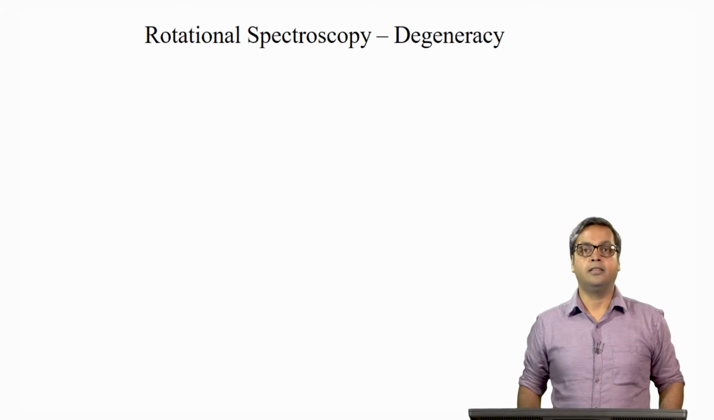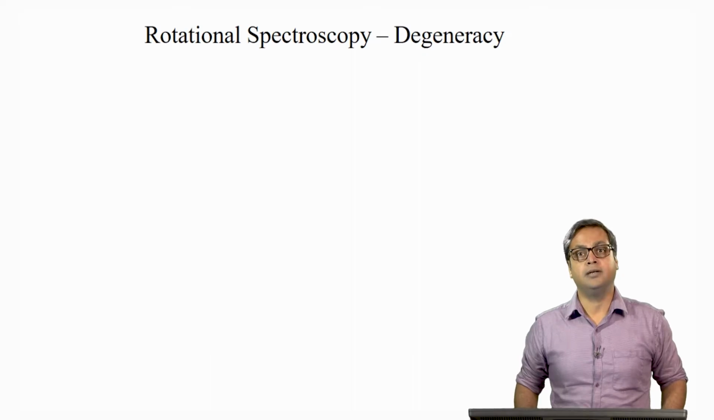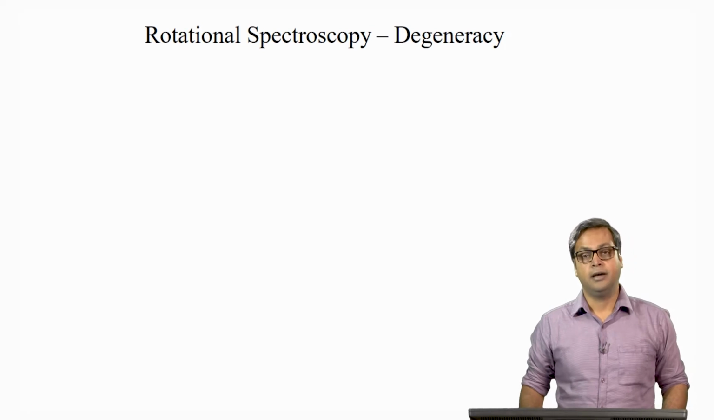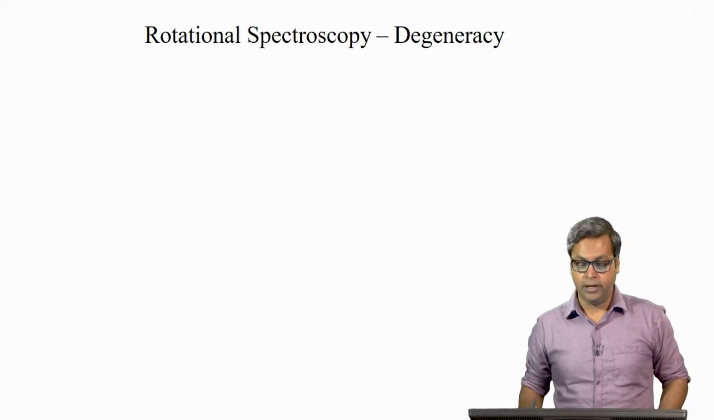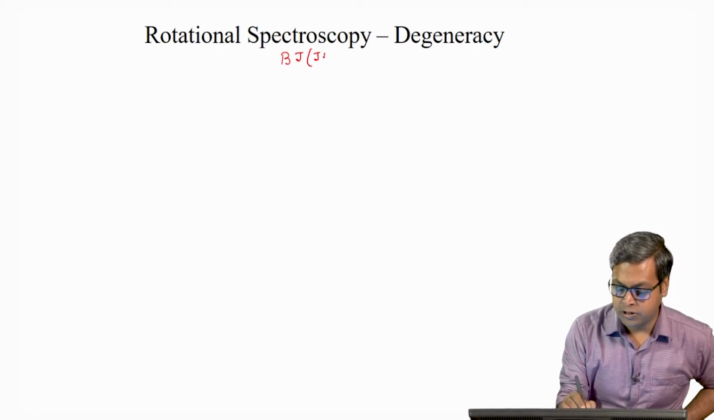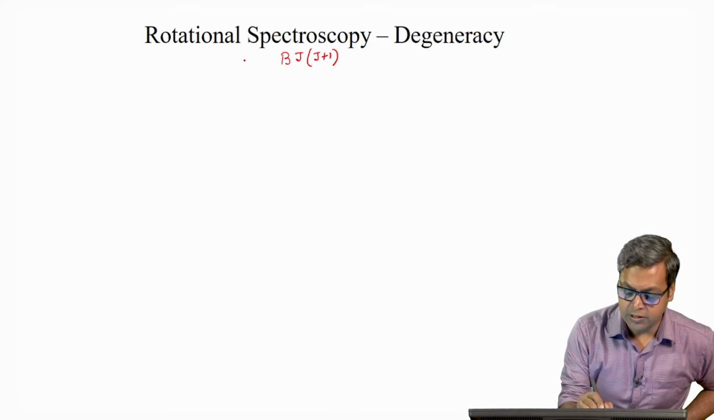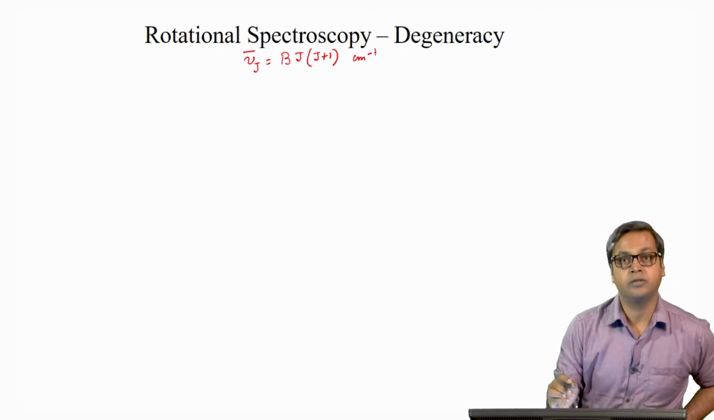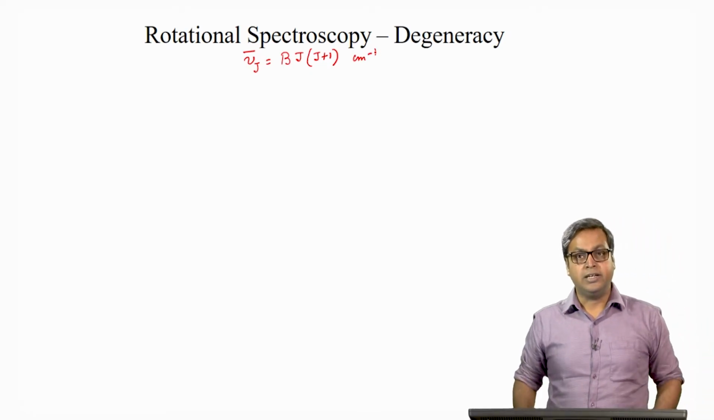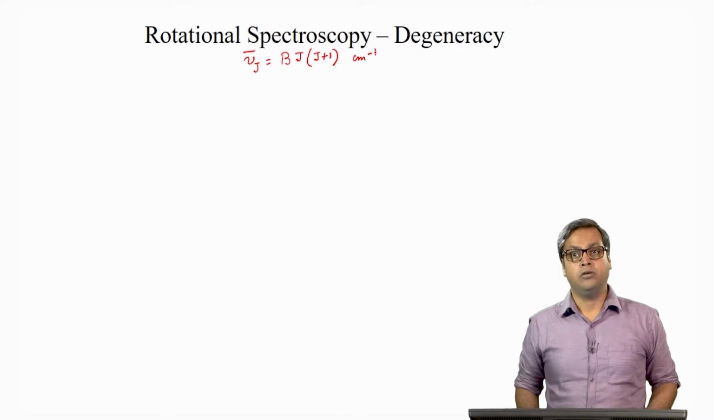So far in the earlier lectures on rotational spectroscopy, we have only considered the energies of different rotational levels. We saw that the energy is given by B times j times j plus 1. So, this is the energy nu bar j in wave numbers. That is, the energy depends on only one quantum number j, the rotational quantum number.